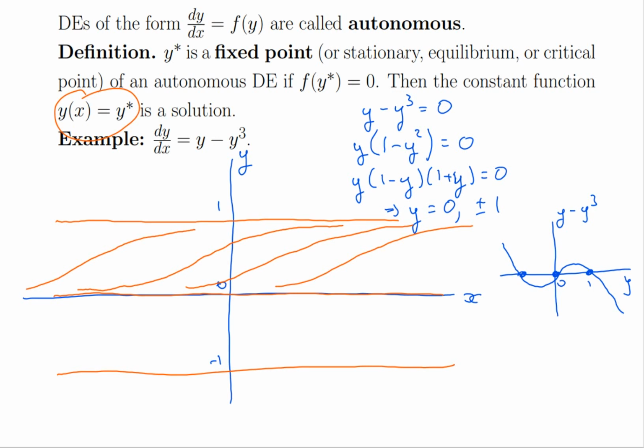Likewise, when y is between 0 and negative 1, you can see from the little graph on the right that y minus y cubed is negative. So y must be decreasing. These will all be solution curves of the differential equation.